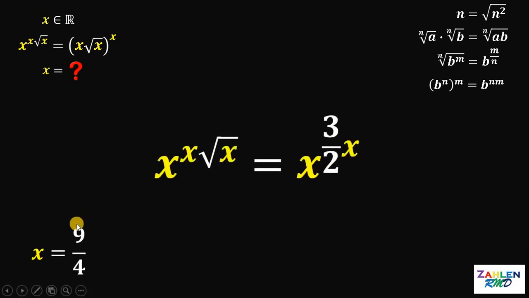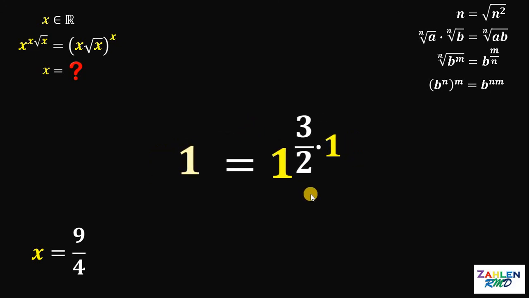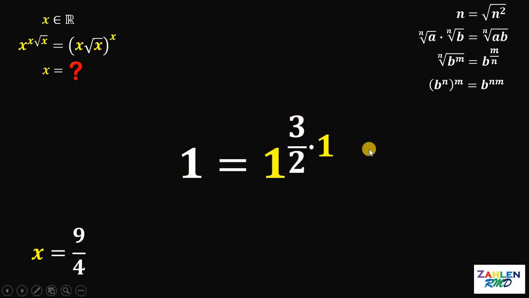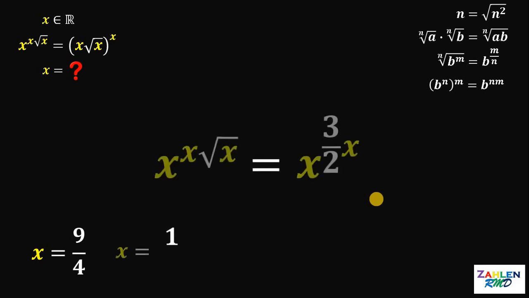Now the question is, is this the only real value for x? Now take note that if the base is 1, 1 raised to any number will give us 1. Therefore, if we replace all x with 1, we have 1 raised to 1 times square root of 1 equals 1 raised to 3 over 2 times 1. Now on the left hand side, 1 raised to 1 times square root of 1 will give us 1. And on the right hand side, 1 raised to 3 over 2 times 1 is also 1. Therefore, the other real value for x must be x equals 1.